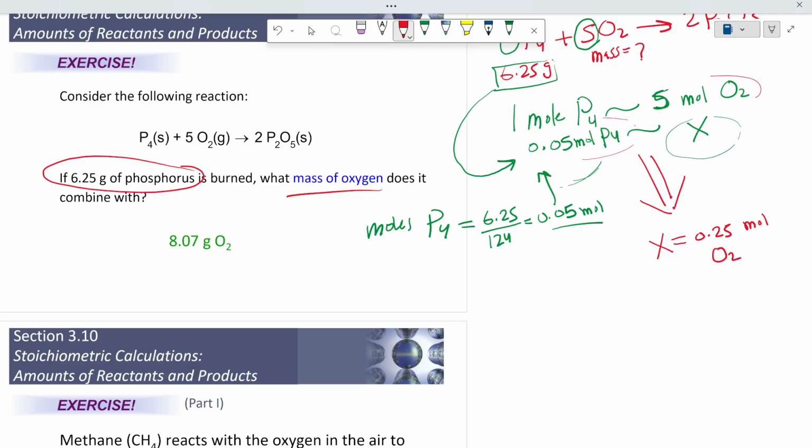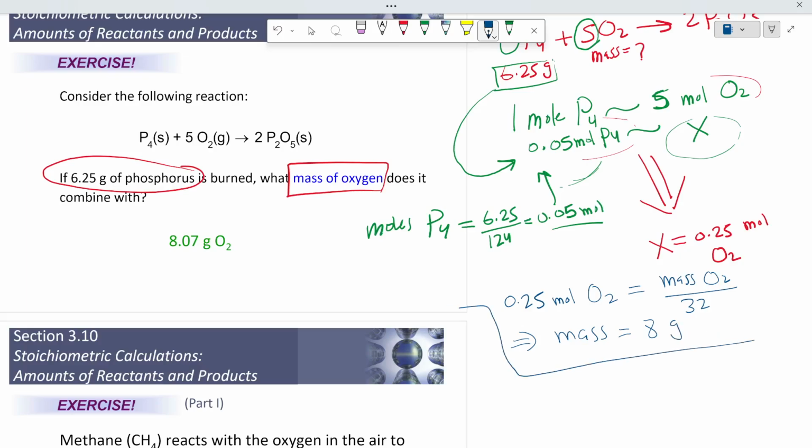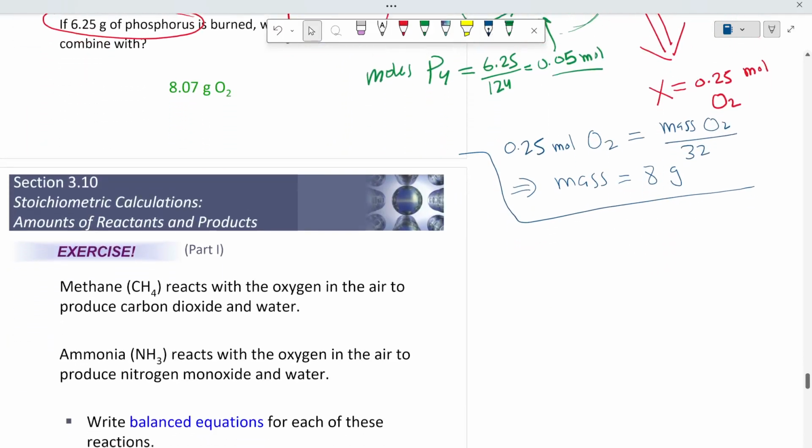Did we solve the question? No, not yet. The question asked me to determine the mass of oxygen, not moles of oxygen. So the last step is to determine the mass of oxygen. We know that moles, which is 0.25 mole of O2, equals mass of oxygen over molar mass, which is 32. When you multiply them, the answer will be 8 grams. This is how to solve the stoichiometric problems.